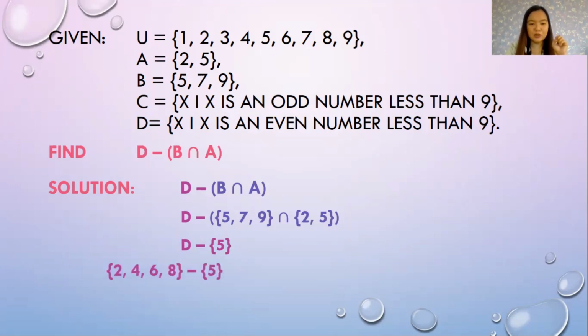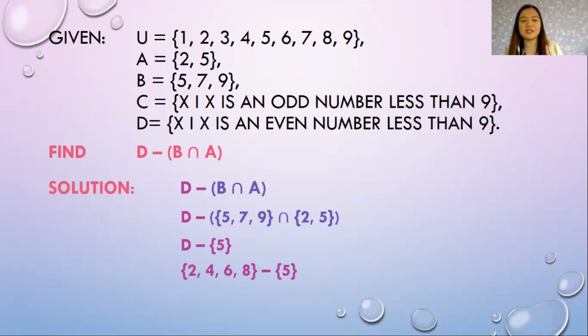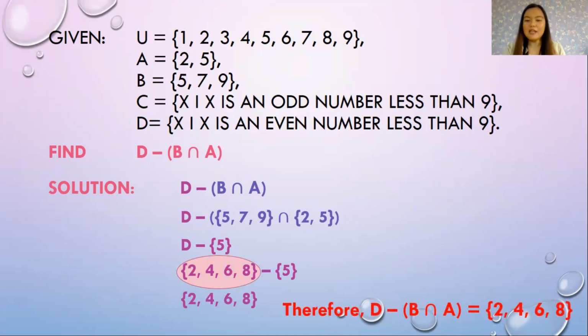Then, i-substitute na natin yung nasa D. We have 2, 4, 6, 8. These are the even numbers less than 9. Minus 5. So, mag-focus ka lang sa first. Tignan mo kung may magkaparehong element sa dalawa. Di ba wala? So, definitely, D minus the intersection of B and A is equal to 2, 4, 6, 8.